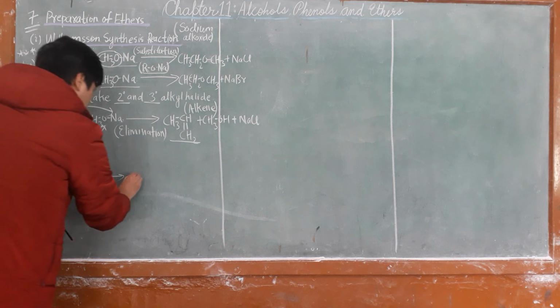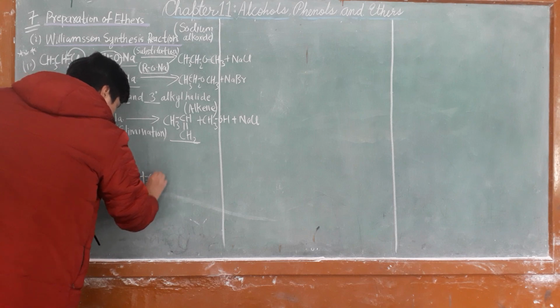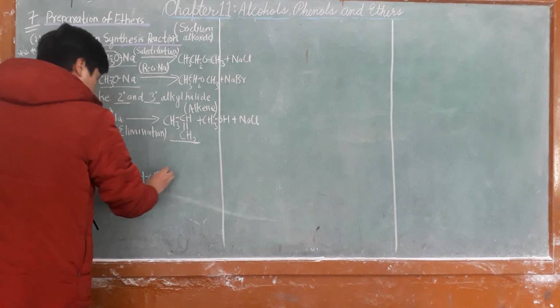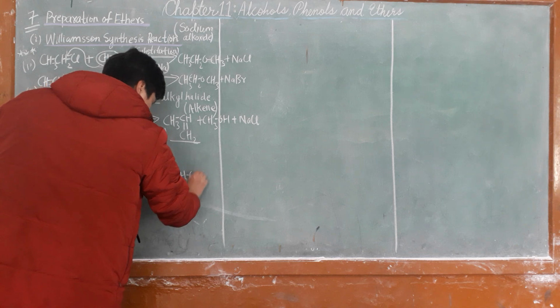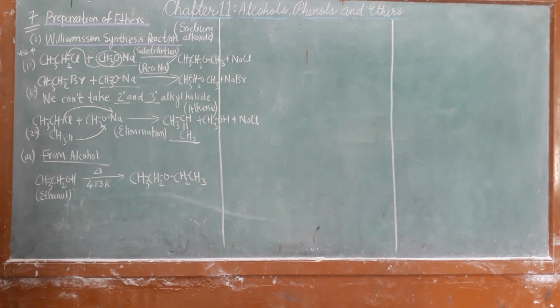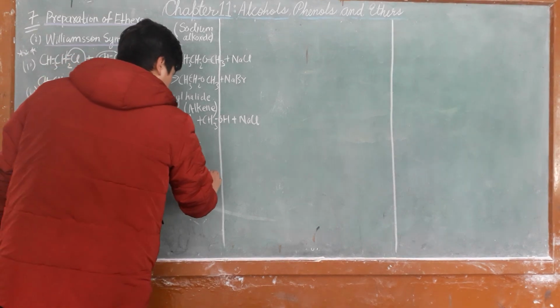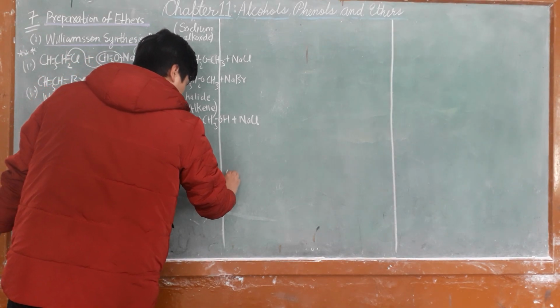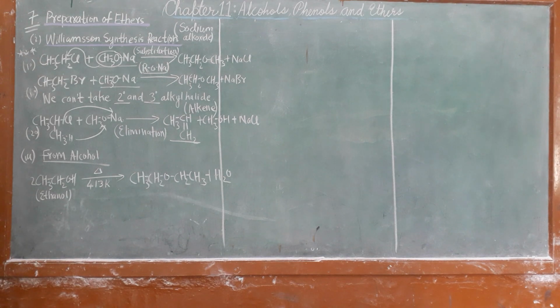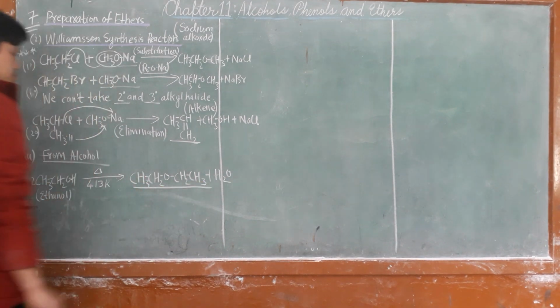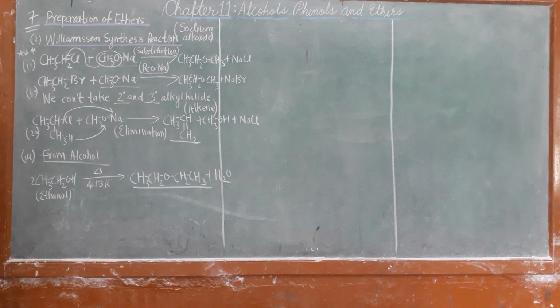Heating, what you will get is CH3CH2OCH2CH3. You will get an ether having double the number of carbon of the reactant. So two CH3CH2OH gives the ether plus water. So you will get a product like this.